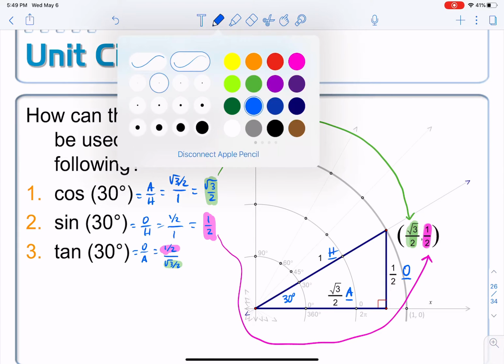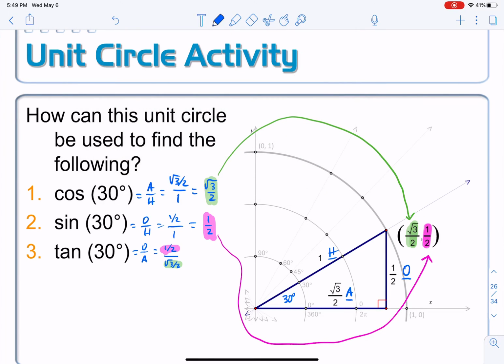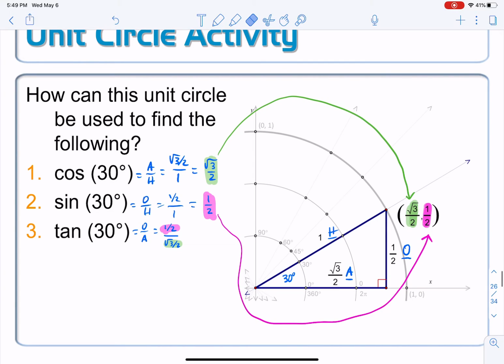It's like your y-coordinate over your x-coordinate. Okay, but we don't like to write it like that. This is what's called a complex fraction. We want to simplify it. So let me walk you through that process. I've got a division problem. It is 1/2 divided by the square root of 3 over 2.